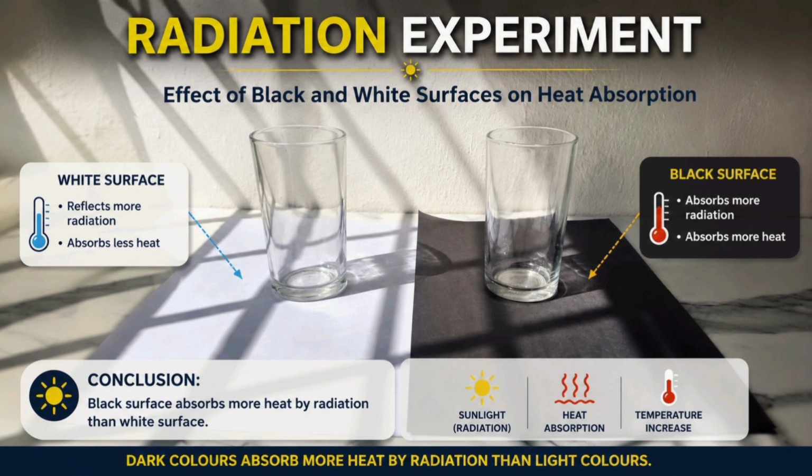In pharmaceutical industries, radiation affects drug stability, packing designs, storage conditions and transportation systems. Pharmaceutical applications of this experiment include packaging of medicines, storage of vaccines, protection of light-sensitive drugs, temperature control and transportation systems. The conclusion: this experiment demonstrates heat transfer by radiation. The black surface absorbs more radiant energy or heat, whereas white surfaces reflect more heat.